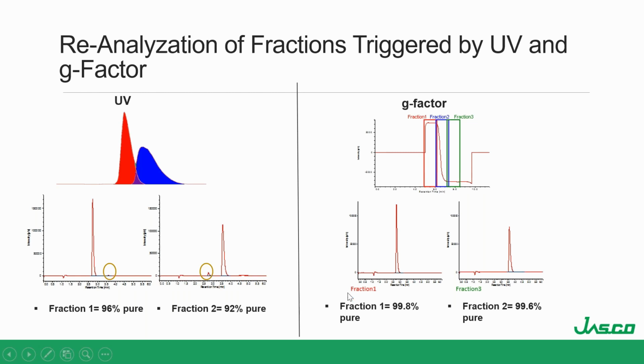But then we went ahead and applied the G factor, and we changed our cuts to fit the optically pure areas, and wound up with fraction number 1 at 99.8% and fraction 2 at 99.6% without sacrificing much recovery.